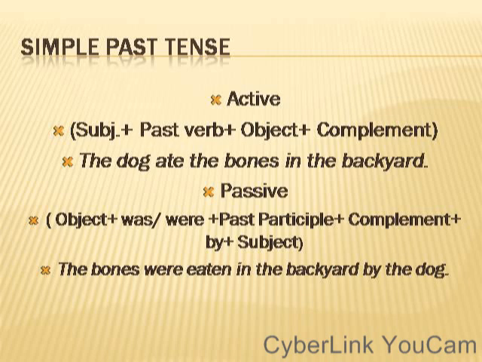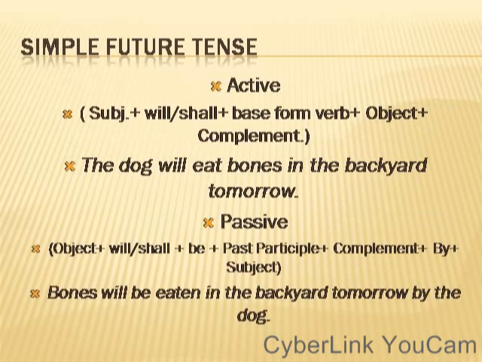So as you can see, in the active, the word bones is the object, but in the passive, it becomes now the subject. Plus the linking verb were, which is the past tense of are, plus the past participle eaten plus the complement in the backyard plus the word by plus the subject. So get it? Now let's proceed to future tense.